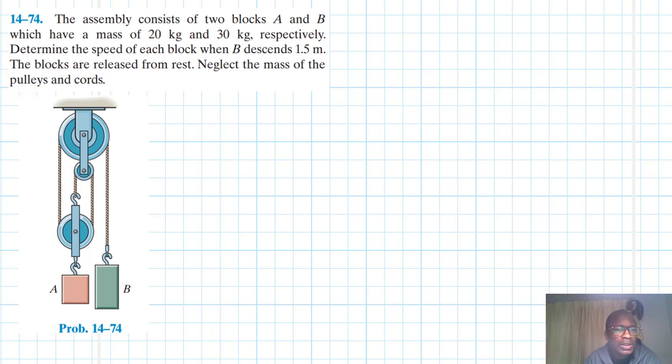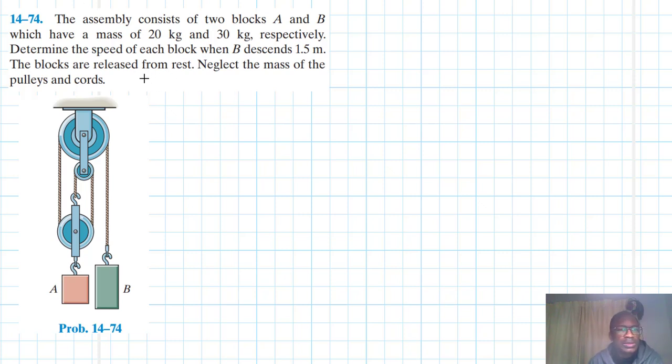The problem reads: the assembly consists of two blocks A and B, which have a mass of 20 kg and 30 kg respectively. Determine the speed of each block when B descends 1.5 meters. The blocks are released from rest. Neglect the mass of the pulleys and the cord. This problem is from Engineering Mechanics: Dynamics, 14th edition, by R.C. Hibbeler.